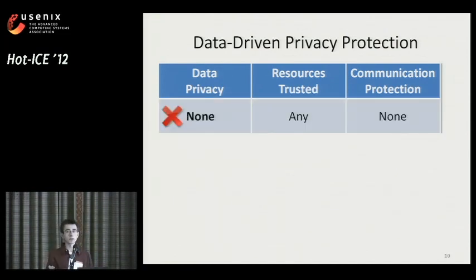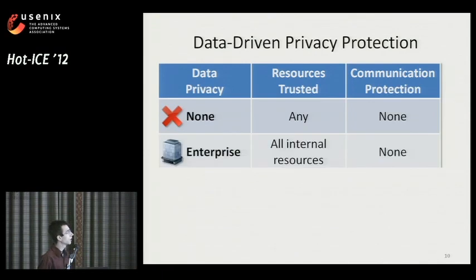The simplest, of course, is applications that are working with data that doesn't have any privacy restrictions. In this case, we can use any resources within the enterprise, be it a desktop, a server, a cloud somewhere, and we're not concerned with protecting the communication between the mobile device and the offloading resource.